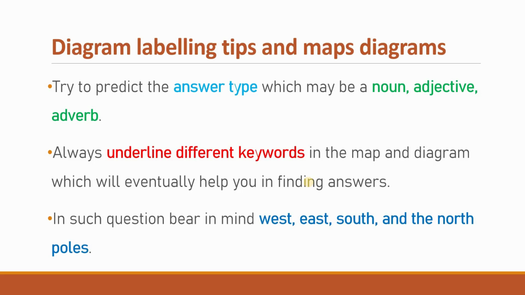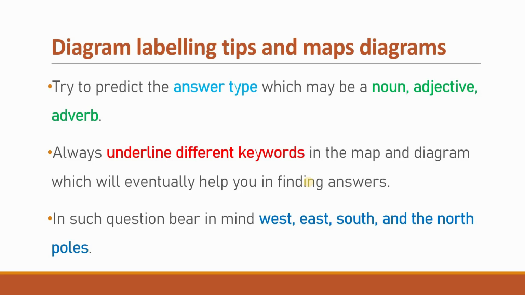Always underline different keywords in the map and diagram. When you have 30 seconds, try to underline important keywords like nouns, adjectives, important dates, and names, so it will eventually help you. This is because in the recording you will hear those keywords to some extent. So if you hear those keywords and you have underlined them in your map and diagram, when you listen to the recording and see your underlined keyword, you will be able to answer correctly and in a better way.